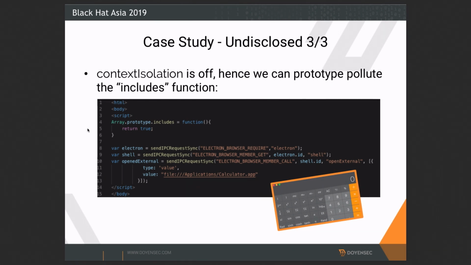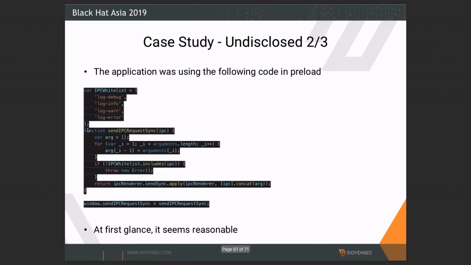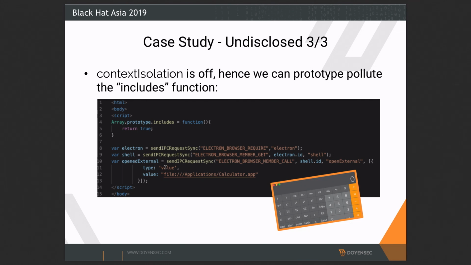If you don't have context isolation, you can use prototype evolution to override, in this case, the includes function. So if you look back, you see here that there is an if statement where we are checking if the specific channel is part of the IPC whitelist, and it's done with the native array includes function. But this can be bypassed by simply overriding Array.prototype.includes so that it always returns true, and after that, just invoke your code, which in this case is, again, leveraging the same technique and basically the same code that we prepared for the other IPC abuse.